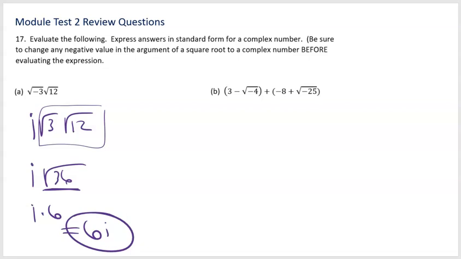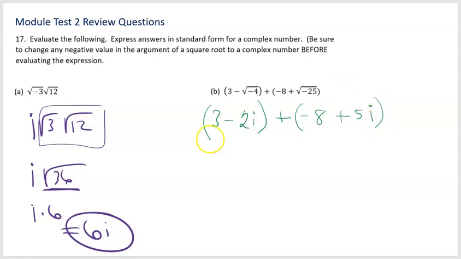This next one, again, don't work with negatives under a square root. That must be the first thing you do. So this is going to be 3 minus, okay, because of the square root of a negative, that's an i value, and the square root of 4 is 2. So the square root in this case just disappears. So it's 3 minus 2i plus, notice there's a big plus between these, negative 8 plus, now the square root of negative 25. Again, the negative part under a square root is an i value. The square root of 25 is 5.